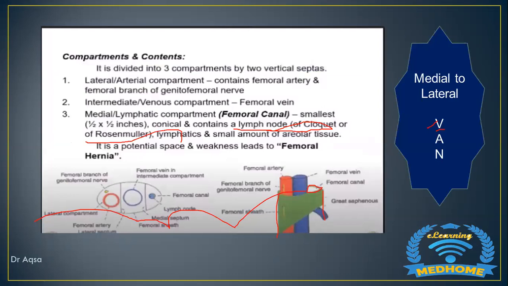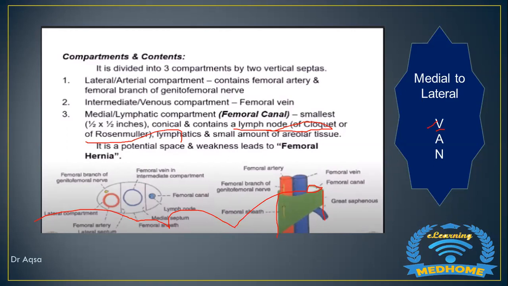It is divided into three compartments. The lateral compartment includes the artery, the intermediate compartment includes the vein, and the medial compartment includes the femoral canal. So remember that the medial compartment of the femoral sheath is the femoral canal. The most medial will be the femoral vein, then the artery in between, and the nerve most laterally.